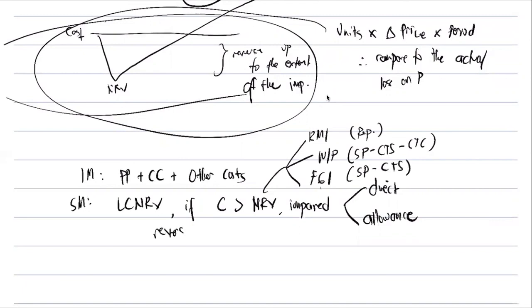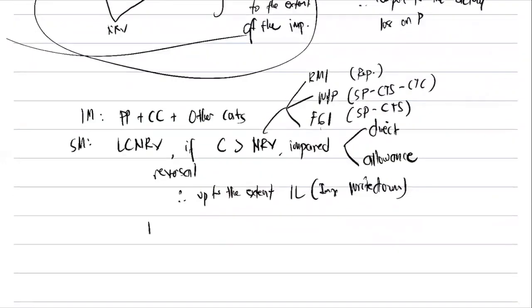How about reversal? If there is a reversal, take note, you can only reverse up to the extent of the previous impairment loss. Or we call this one your inventory write-down, okay? How about a purchase commitment?